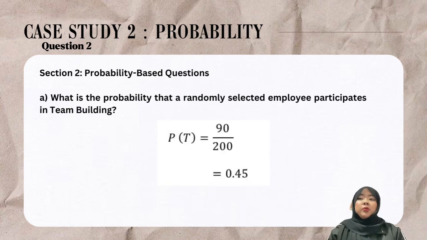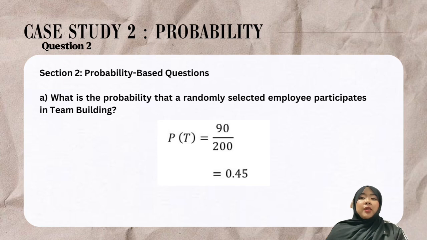So for section 2, question A, what is the probability that a randomly selected employee participated in team building? The probability of event T, which is participation in team building, is equal to 90 divided by 200, which gives 0.45.